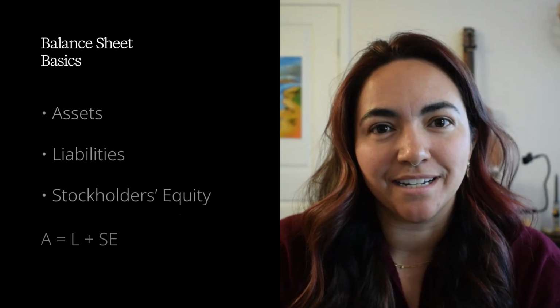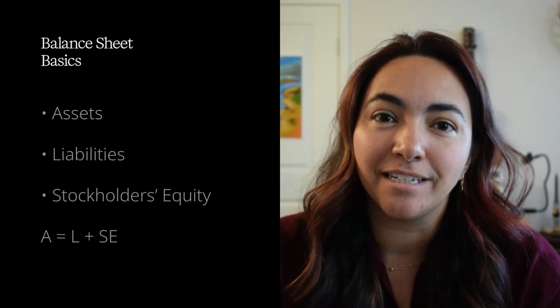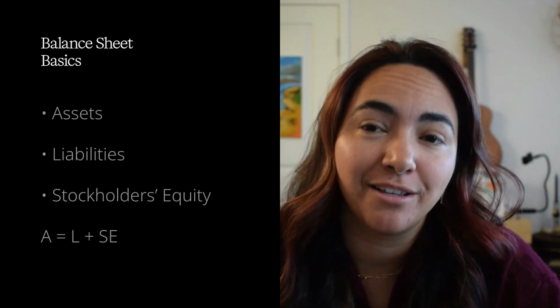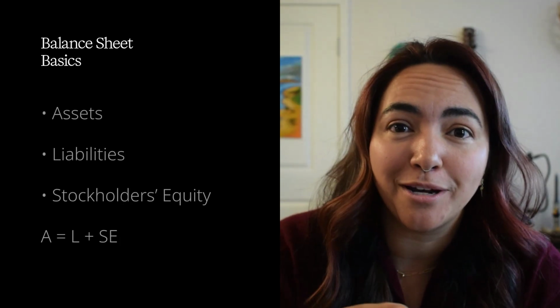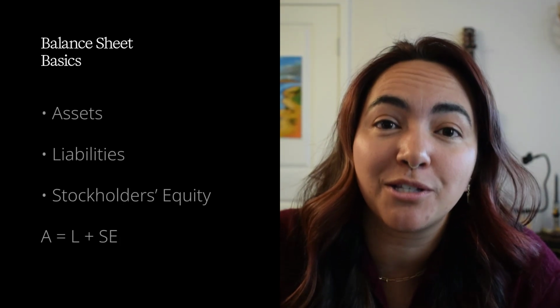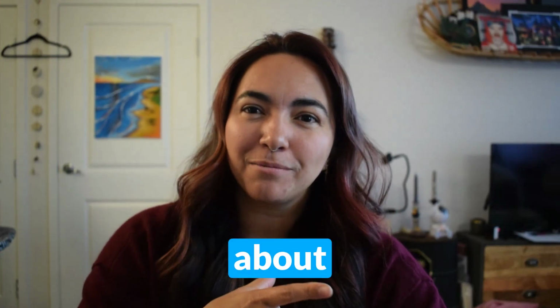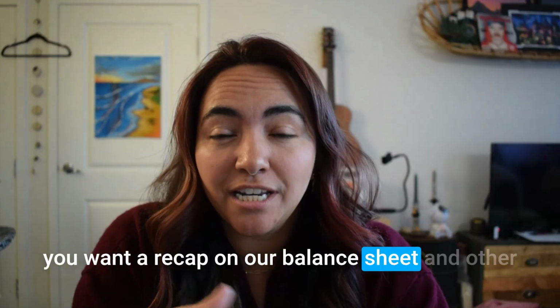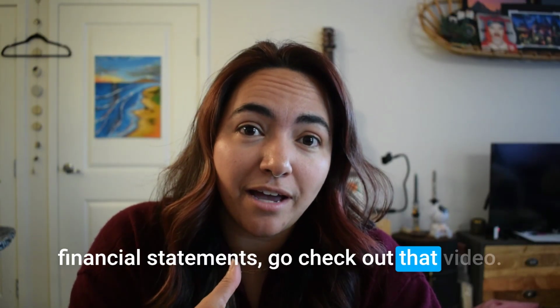Let's start with the basics. We have our assets, liabilities, and stockholders' equity. All of these accounts show up on our balance sheet, and they go back to our accounting equation, assets equals liabilities plus stockholders' equity. I already kind of talked about them in another video, and if you want a recap on our balance sheet and other financial statements, go check out that video.